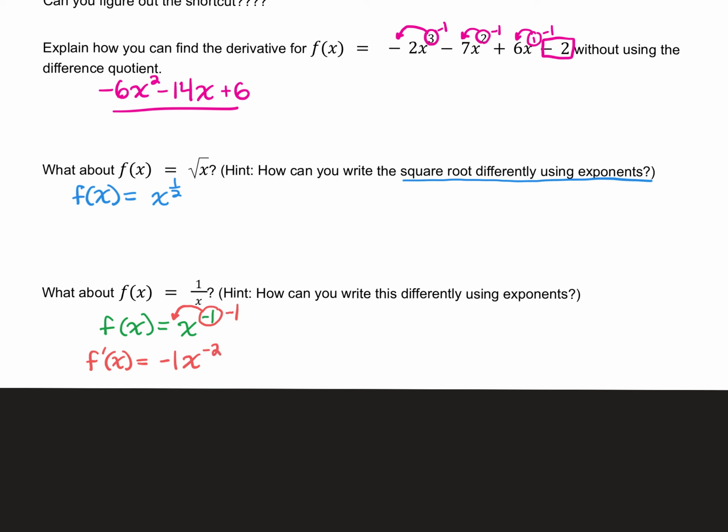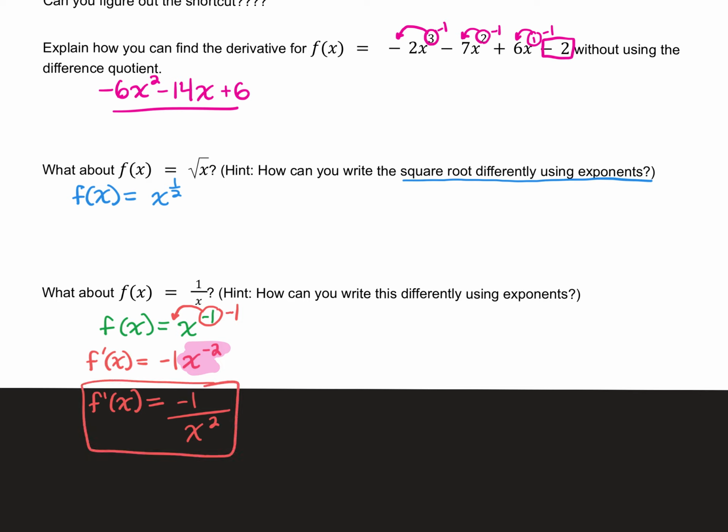Now, while this is correct, I'd like to rewrite this in a slightly different way because I don't like having powers that are negative. So just like we rewrote 1 over x as x to the -1 power, I can write x to the -2 power as 1 over x squared. And instead of being 1 over, I have the -1 as a multiplier there. So this would be my derivative.